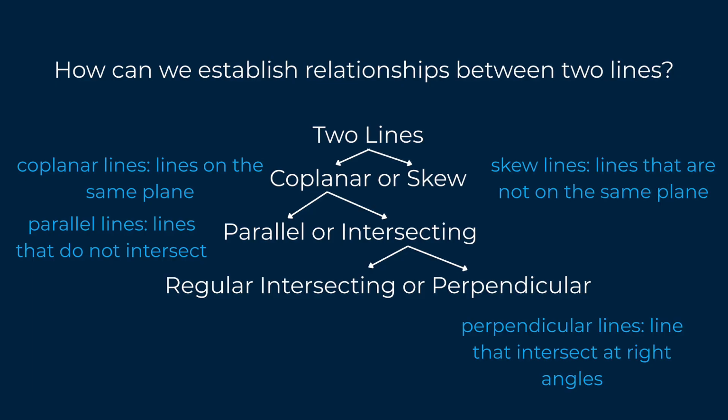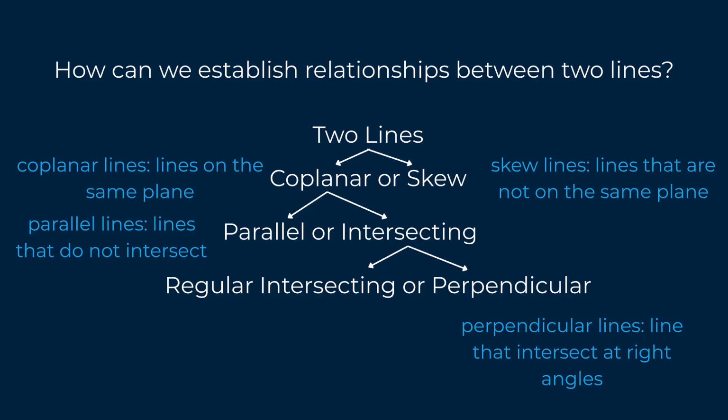How can we split that? Well, we can say that they are regular intersecting, meaning that they just intersect at a random point and make random angles, or they could also be perpendicular lines, lines that intersect at right angles, meaning that whenever they cross, perpendicular lines make 90-degree angles on all four of their angles.